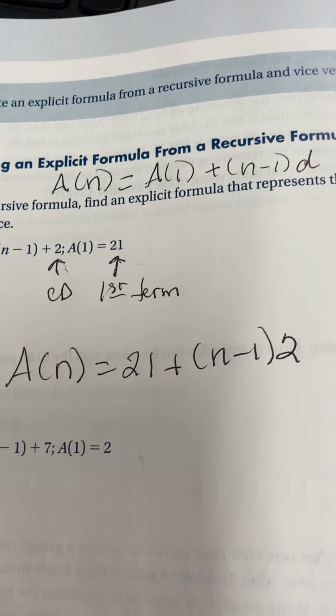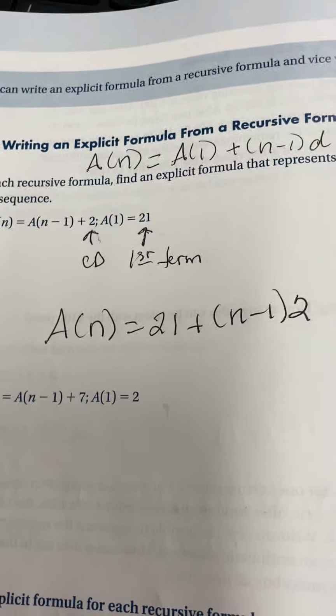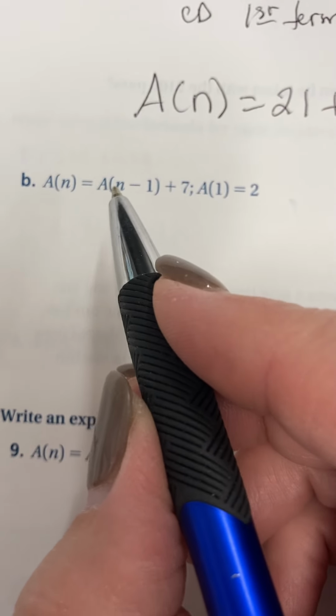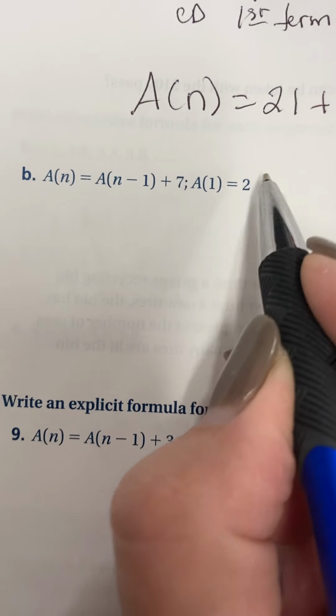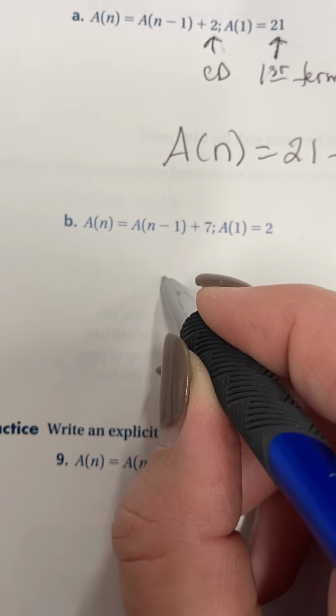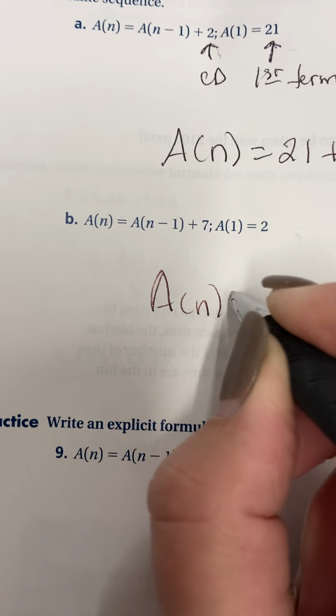They just wanted you to write it into the explicit form. All right, so why don't you give part B a chance. Remember, this is your common difference. This is your first term. All you're doing is putting it into the explicit. All right, and then check your answer with mine.